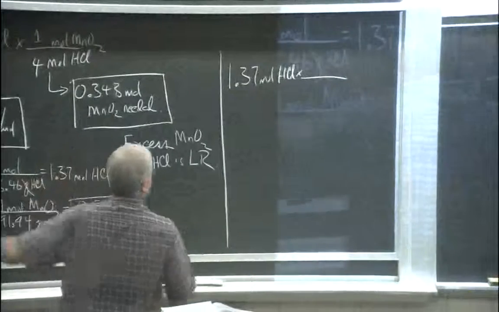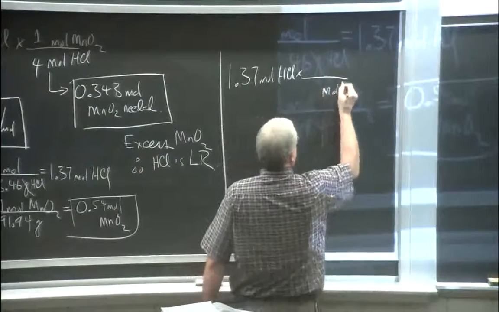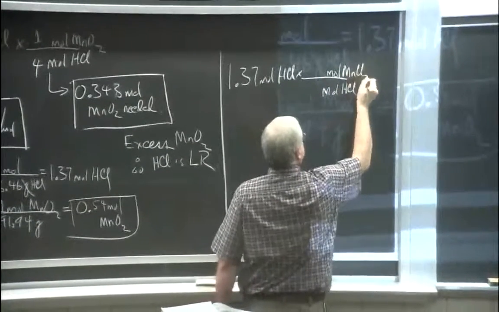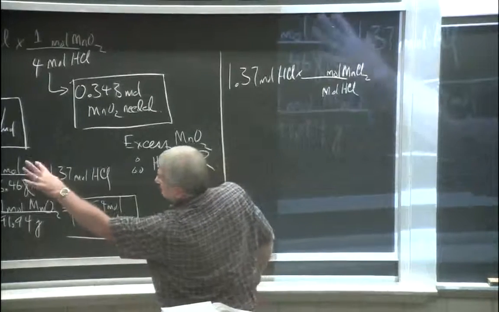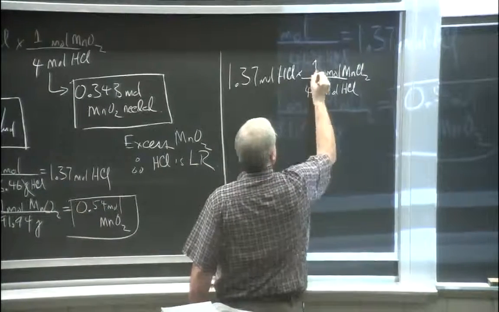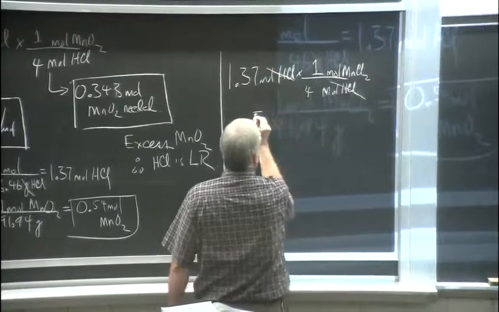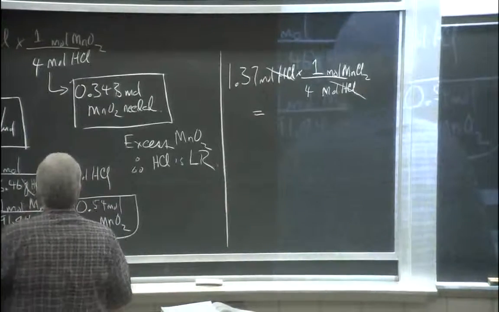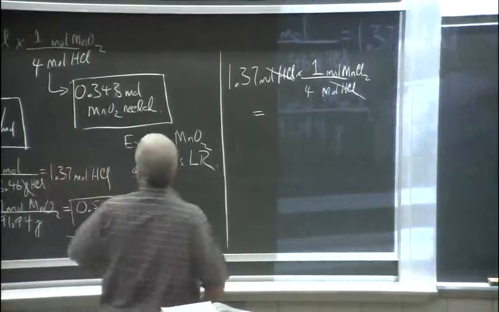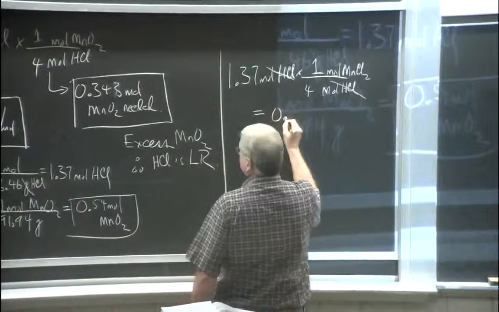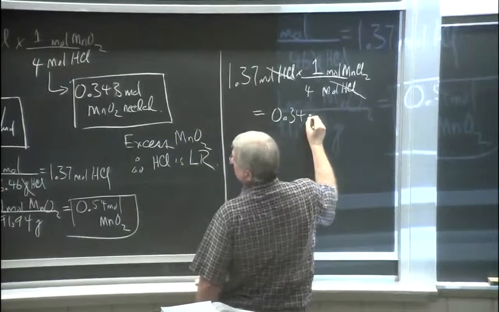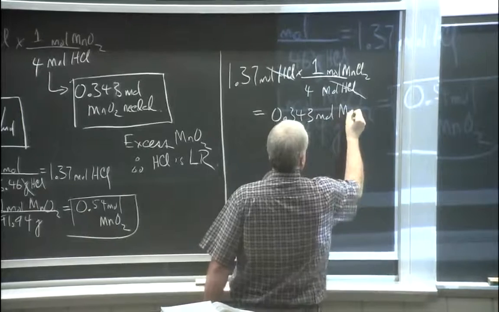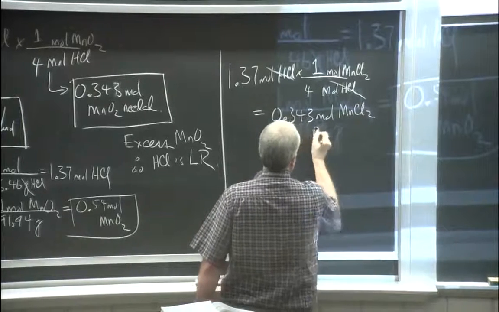We will put moles of HCl underneath and moles of MnCl2 on top, and it's going to be a 4 to 1. Moles of HCl will cancel out. And we'll take 1.37 divided by 4. Here's our answer right here. It gives the same answer, 0.343 moles of MnCl2 produced.